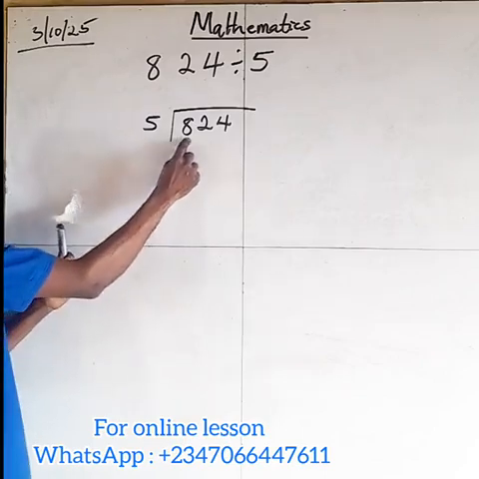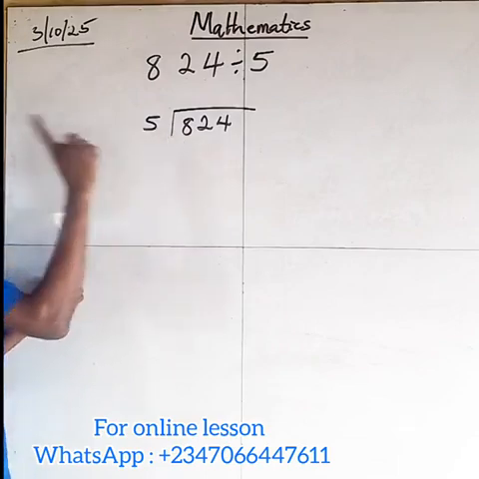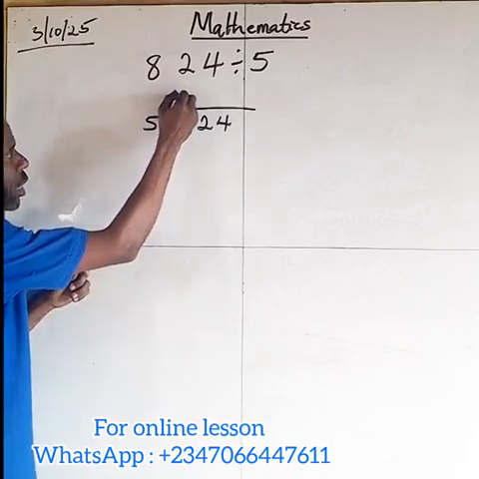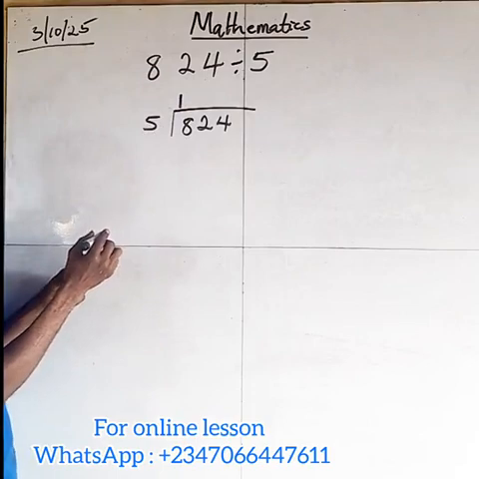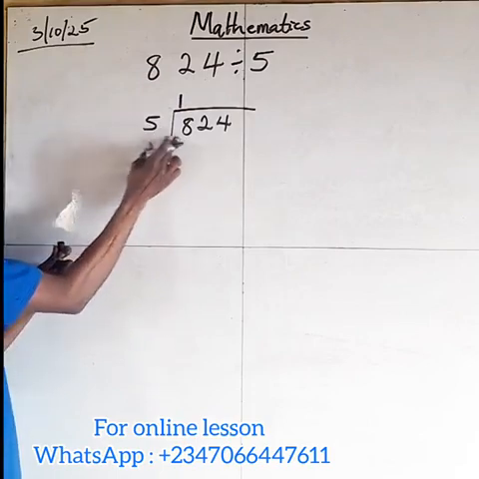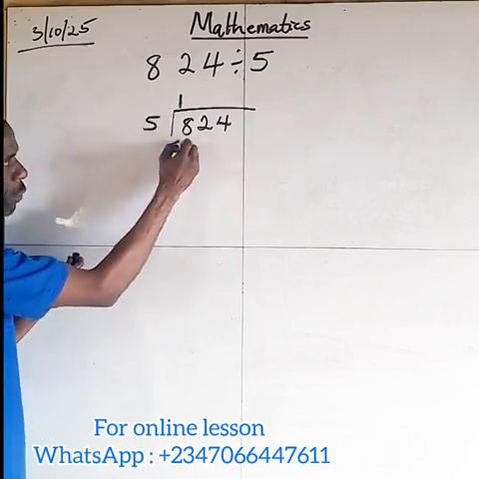Now, let's take the first digit here, which is 8. How many times can 5 go into 8? It's only once. Then you put the 1 here. Then use this one to multiply. That is the multiplication I'm talking about. Division first. Then the next one is multiply. 1 times 5 is 5.